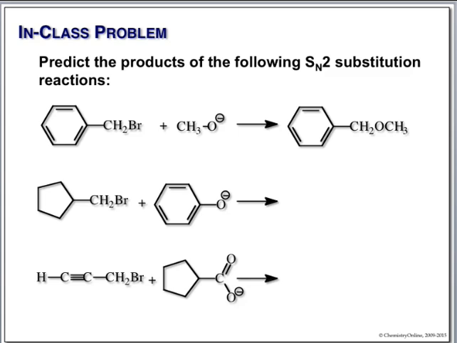This is called phenoxide. Phenol is an OH. We will talk about those in chapter 17. Again, just regard this as an oxyanion, just like methoxide. This is going to attack our primary center here. Halogen will leave, and we will just make the ether. Here's the bond that we just made. There's our CH2 right here.